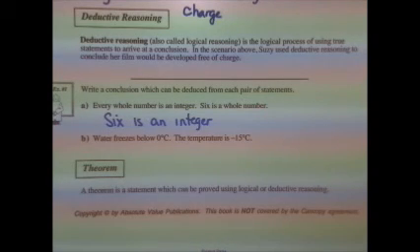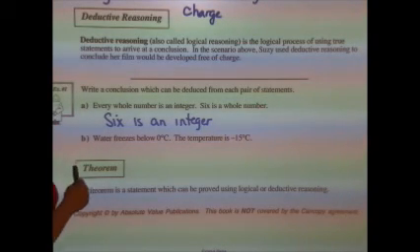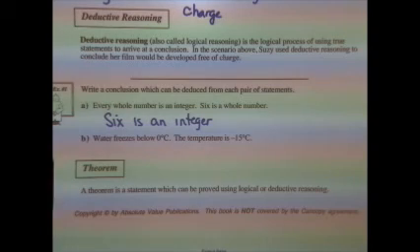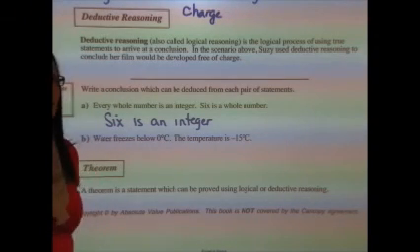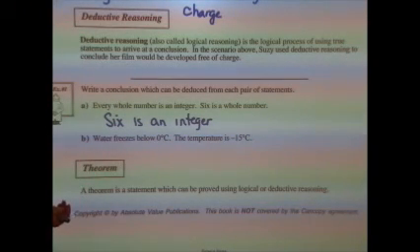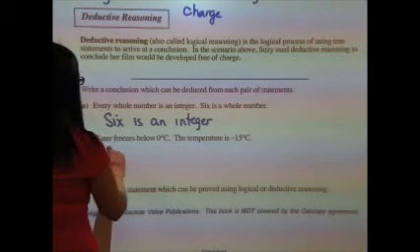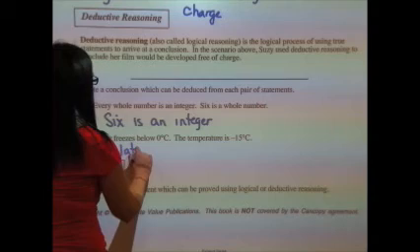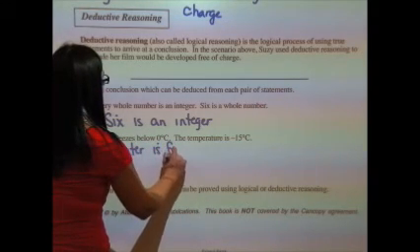The next example, water freezes below 0 degrees Celsius. The temperature is minus 15 degrees Celsius. What is our conclusion? The conclusion would be that the water is frozen.